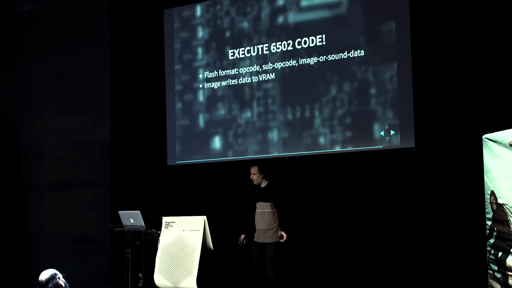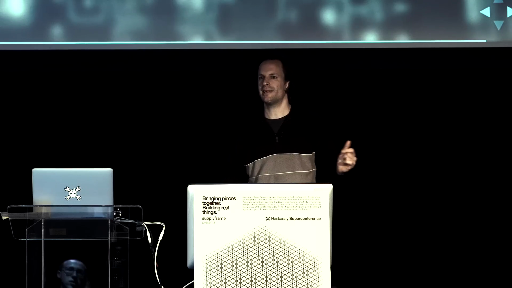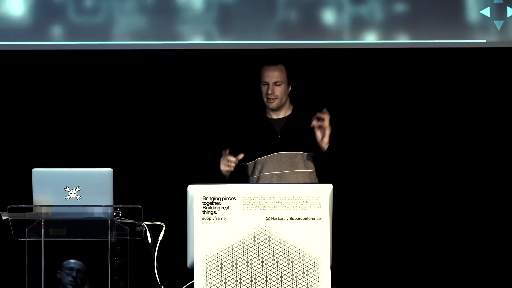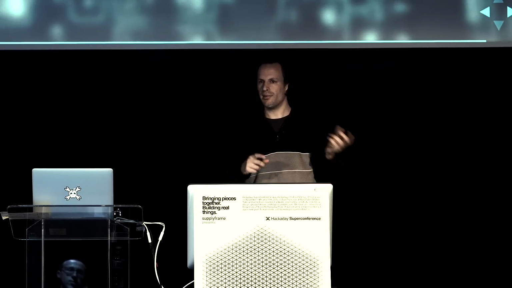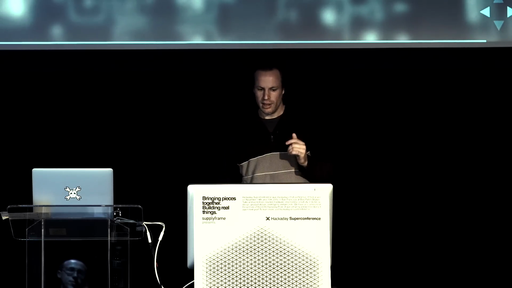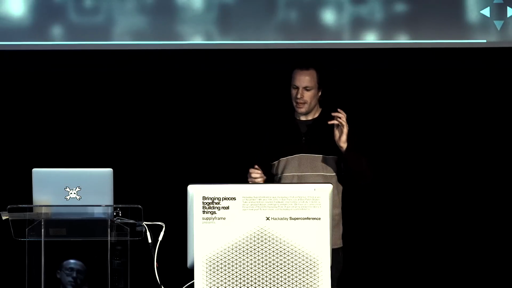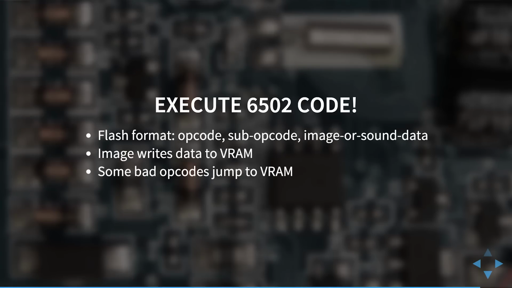Also, one thing to know is that image opcodes actually write data to the video memory, because the video memory is implemented as just a location in the address space of the 6502, and if you write there, the contents show up on the screen. So yeah, you can basically see it as standard RAM.